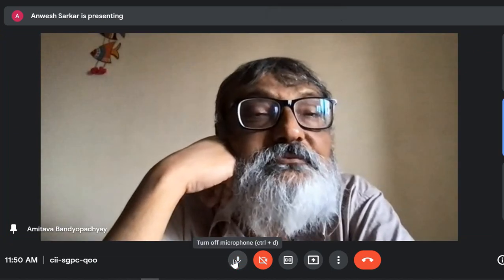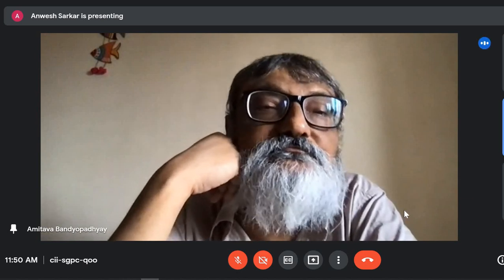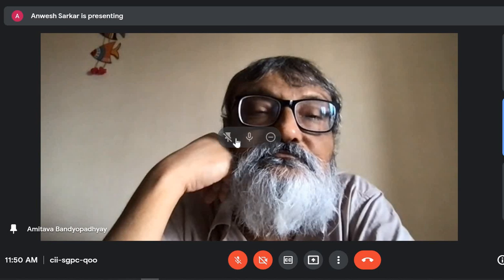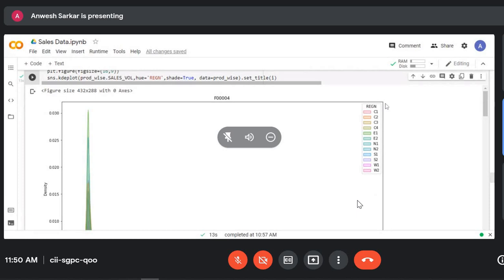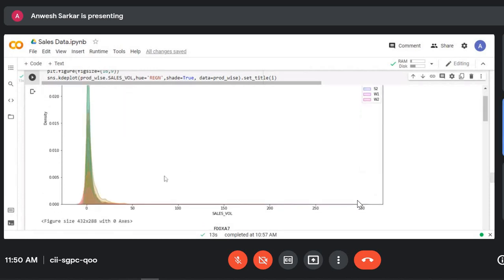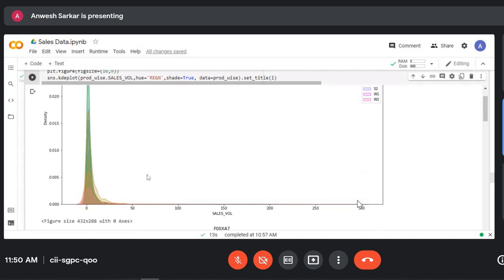Sir, as you can see this is a product type, and I have tried to visualize using a kernel density plot the sales distribution for different regions. As we can see, I have already filtered the negative sales values. Negative sales are actually returns, so you can filter them. But still there is some probability that the sales can go negative as per this kernel density plot. Yes, of course, because it will assume a continuity.